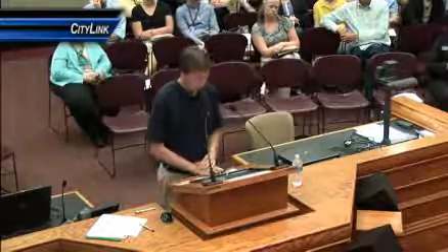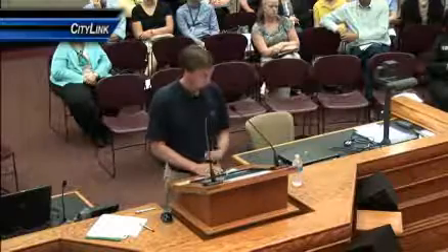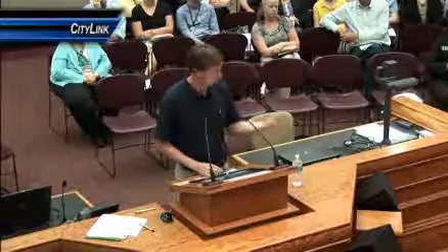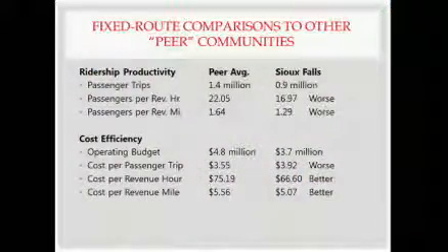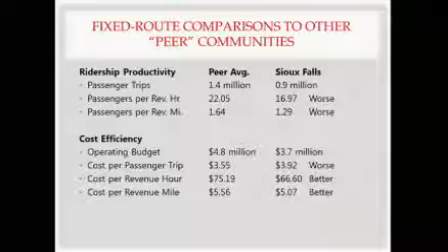Fixed route, in terms of ridership, when we looked at peer communities, just like I showed you with paratransit, we're doing a lot better on ridership. In this one, this was a couple of years ago that we looked at with our peers, but we're at just under 1 million riders, where our peers were about 1.4 million. So there's still more work we can do on the fixed route. We know we can even do better.